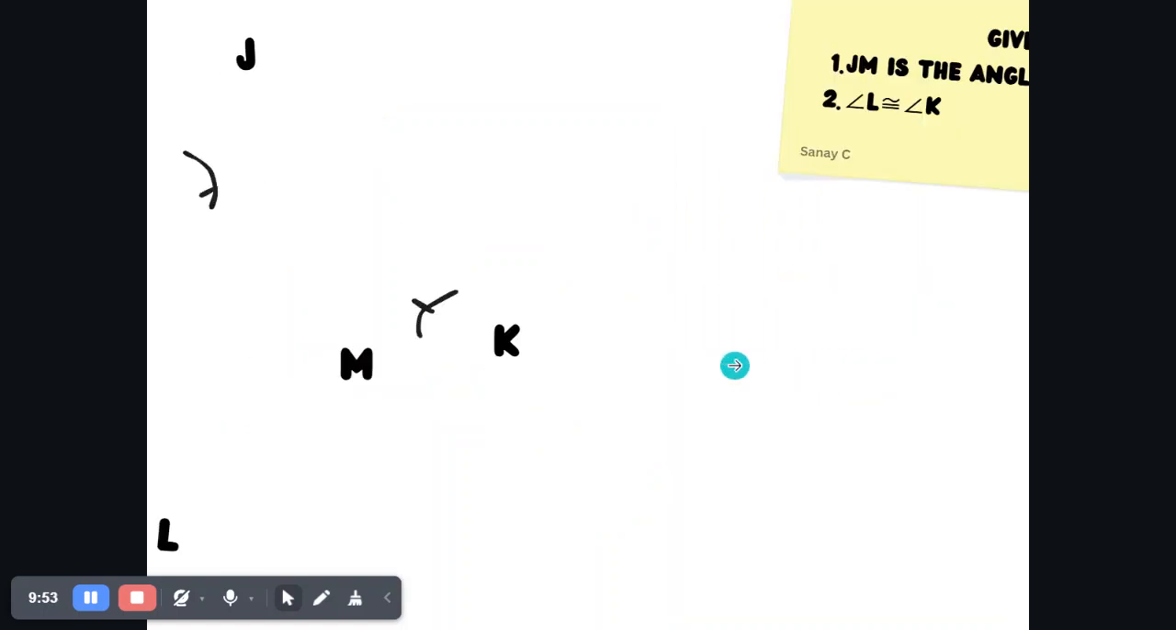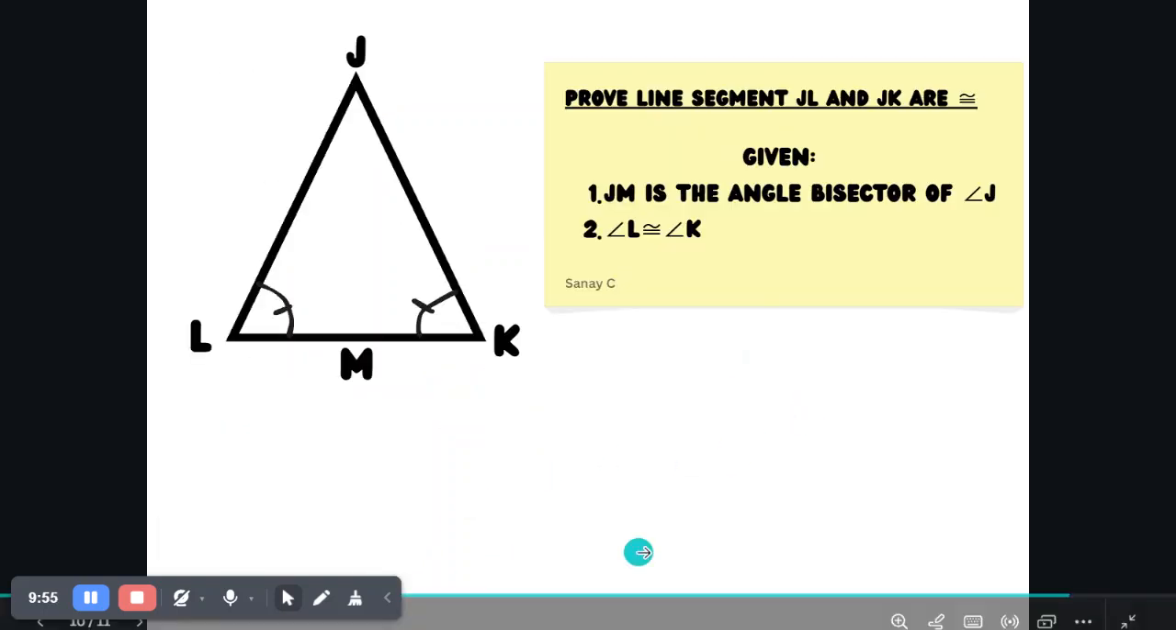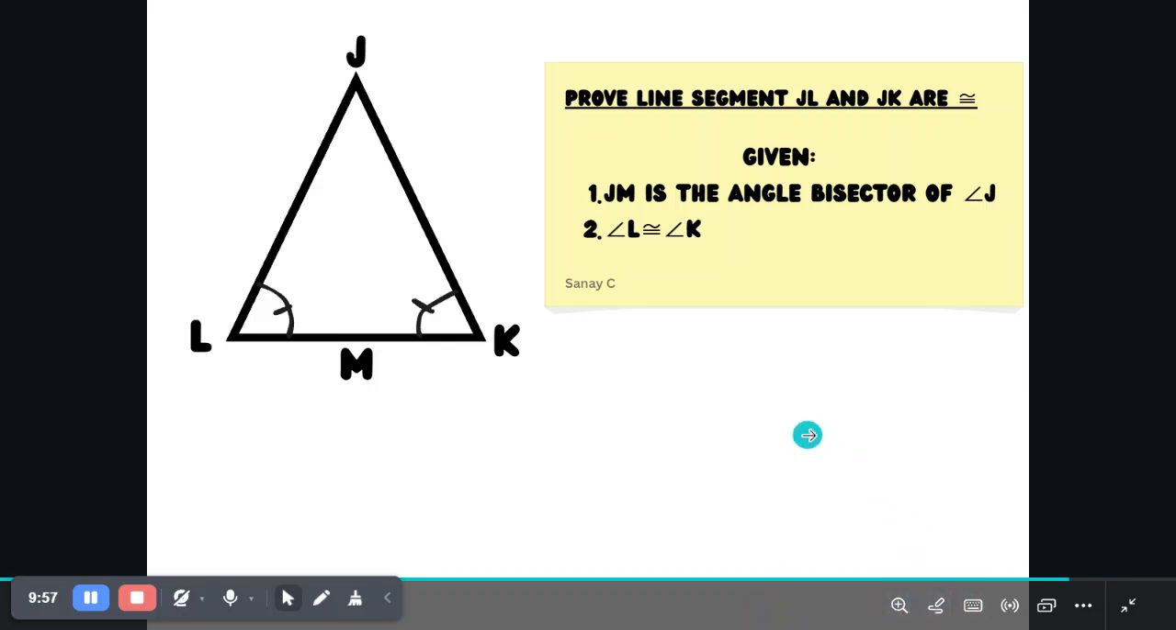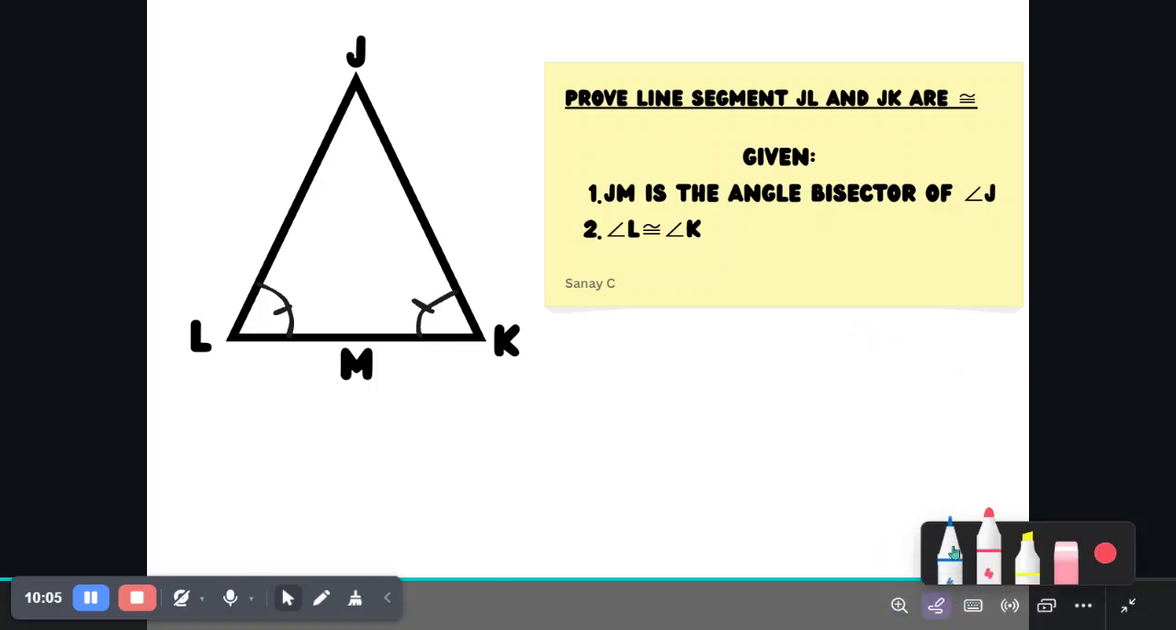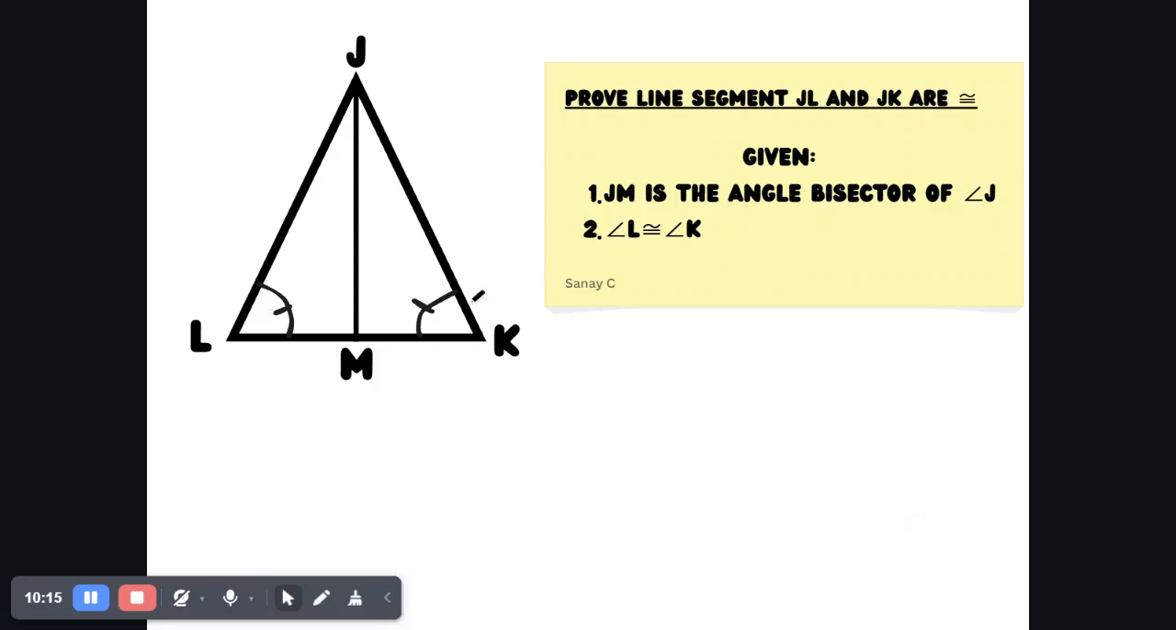So next, we finally have an example. In this example, we're asked to prove line segment JL and JK are congruent. And we are given, let's write that out, that JM is the angle bisector of angle J, and angle L and K are congruent.